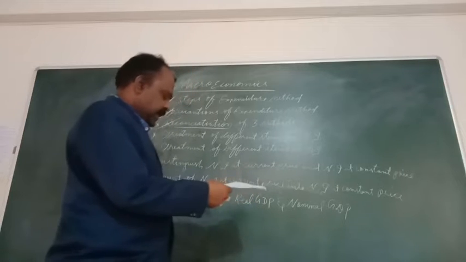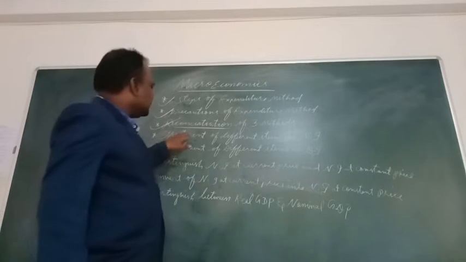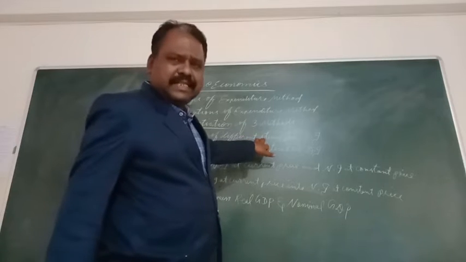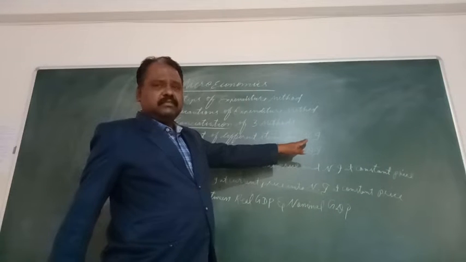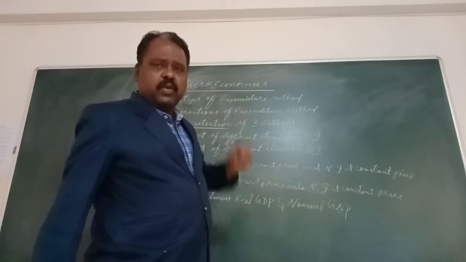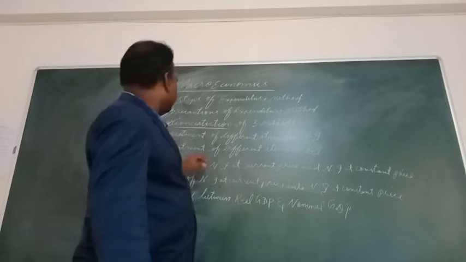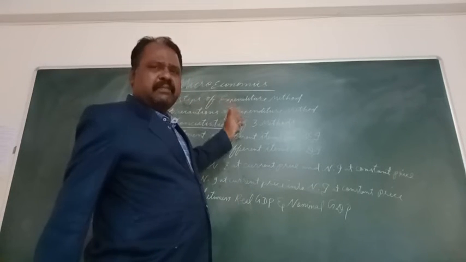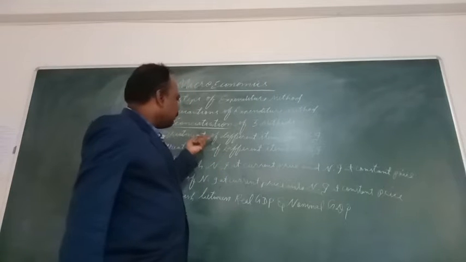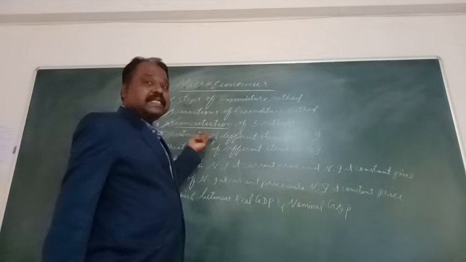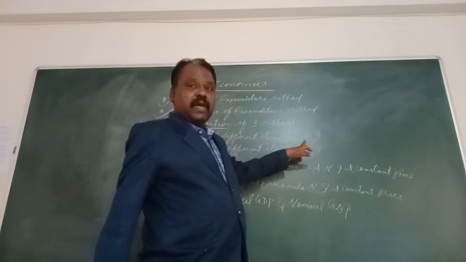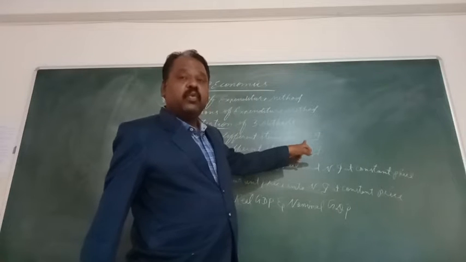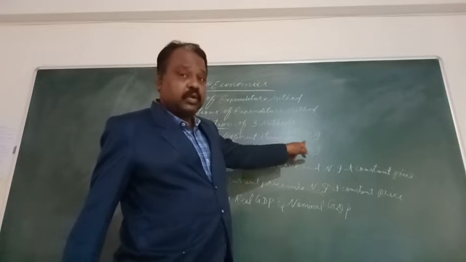Now the fourth point is the treatment of different items in national income. Listen to me. What do you mean by this? It means that while we are counting national income by the three methods, whether value added, income method, or expenditure method, first we have to think about which items should be included in national income and which should not be included.